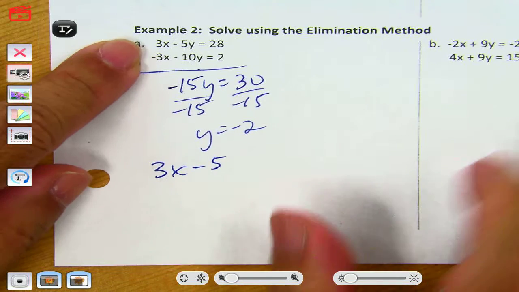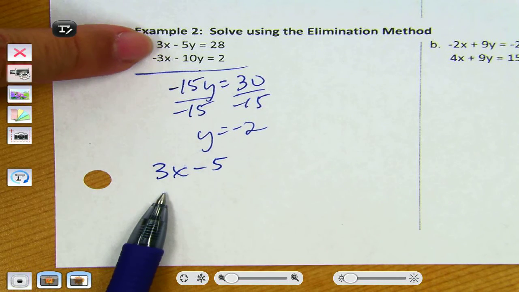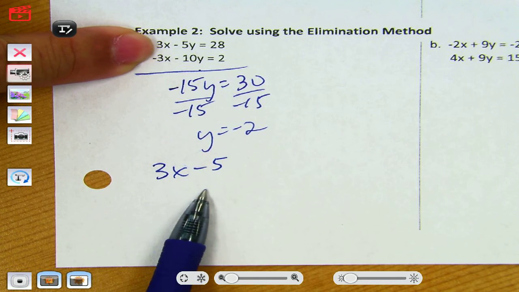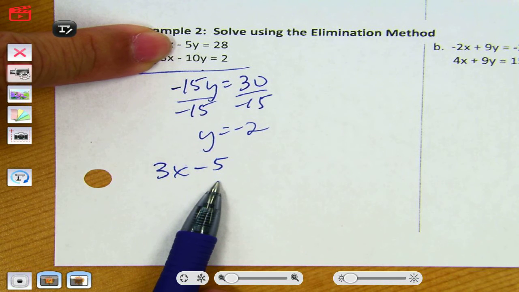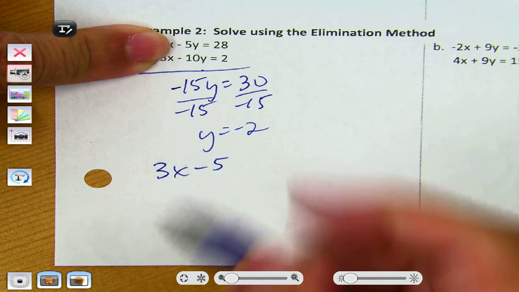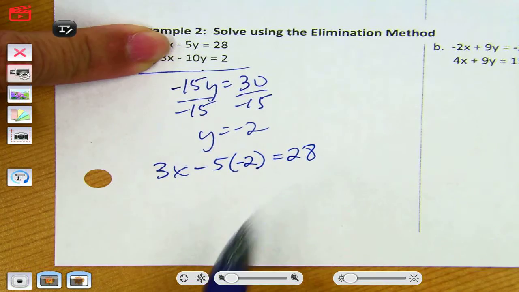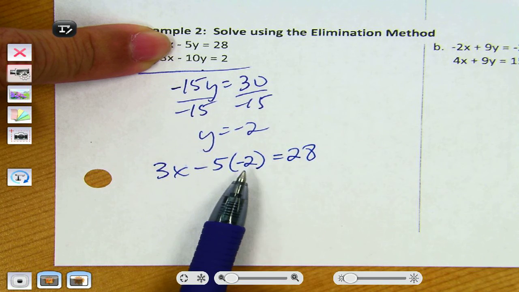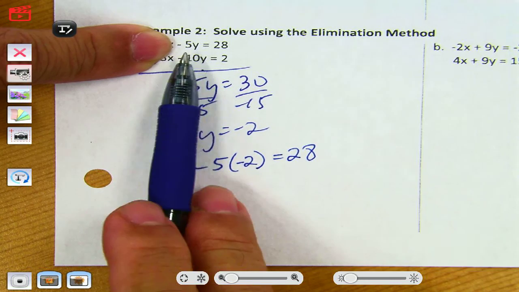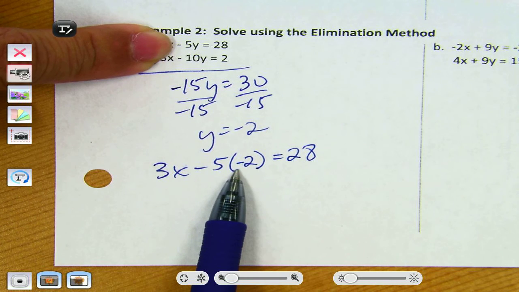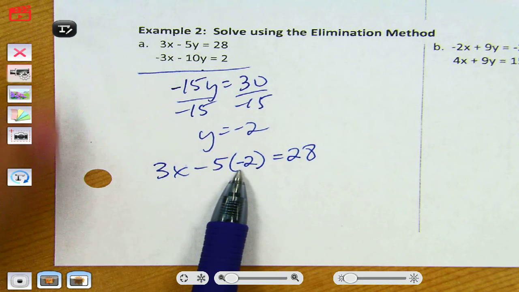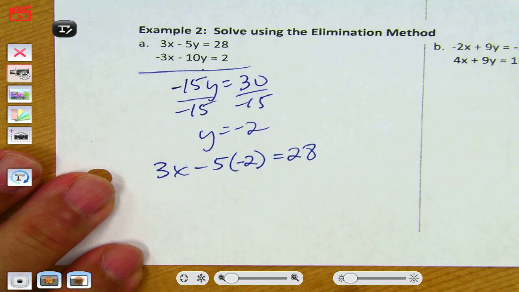All right, so what have I done so far? I've copied the 3x from the first equation and then the minus 5, but I'm not going to write the letter y. I'm going to write in its place parentheses negative 2. So I didn't write the y, I wrote the negative 2 because that's what y is. I have replaced the variable y with negative 2. Now I'm going to work it out.